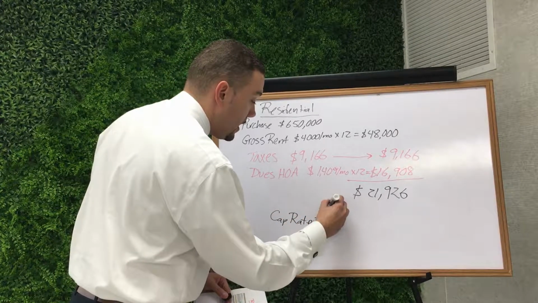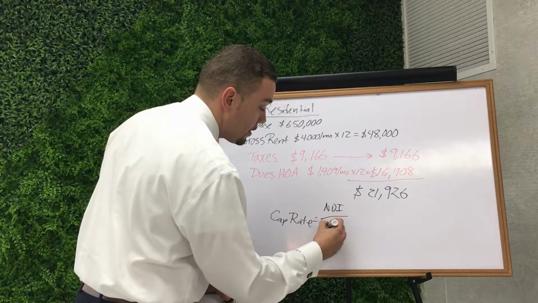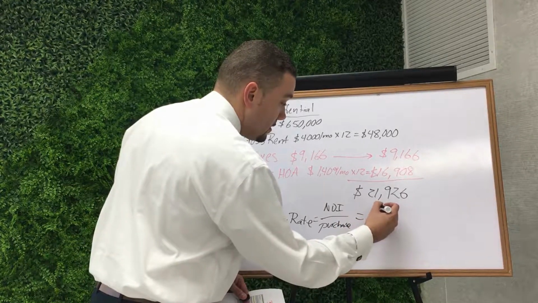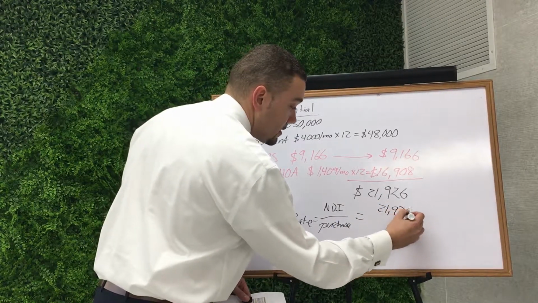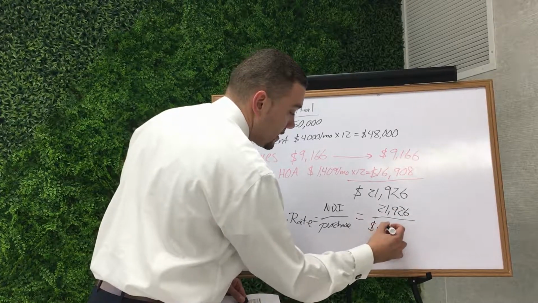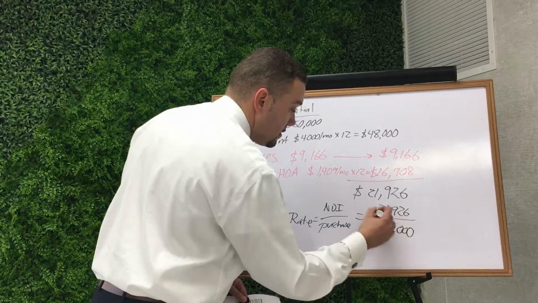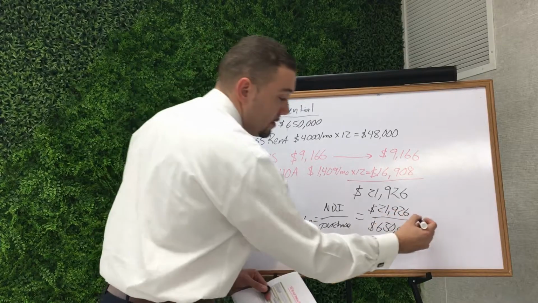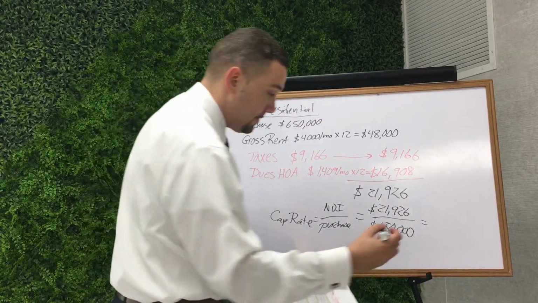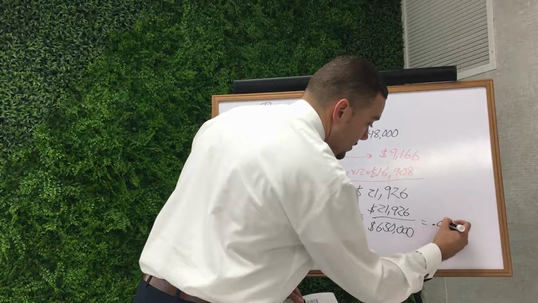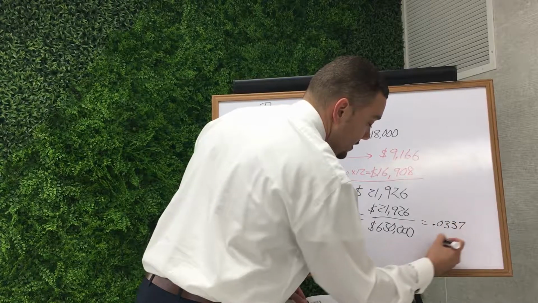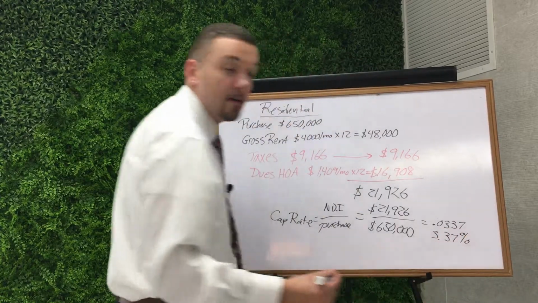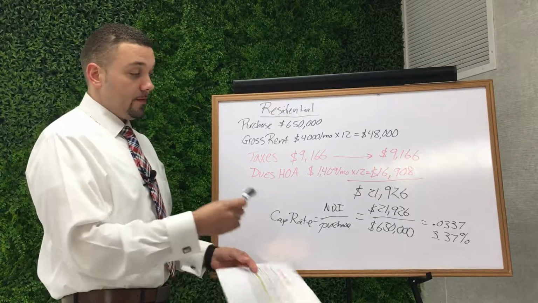So again, if we do the cap rate, which is the NOI divided by the purchase price, this would give us 21,926 divided by 650, which is this number right here and this number right here. We get a cap rate of 0.0337, which is 3.37%. So this is the cap rate for this residential one.